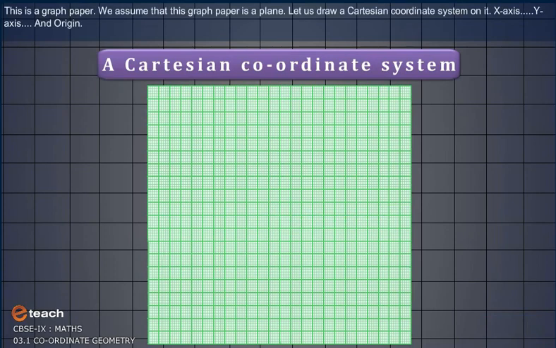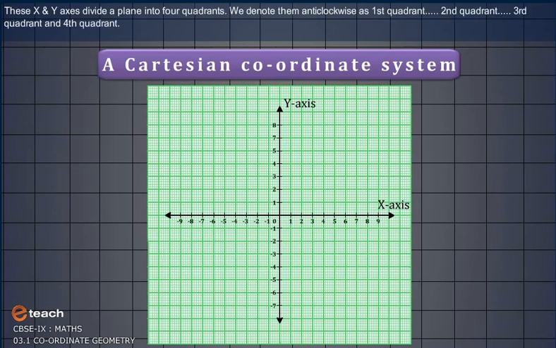This is a graph paper. We assume that this graph paper is a plane. Let us draw a Cartesian coordinate system on it. X-axis, y-axis and origin. These x and y axes divide a plane into four quadrants. We denote them anti-clockwise as first quadrant, second quadrant, third quadrant and fourth quadrant.